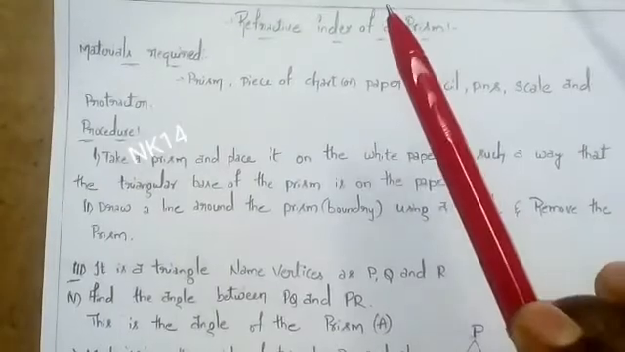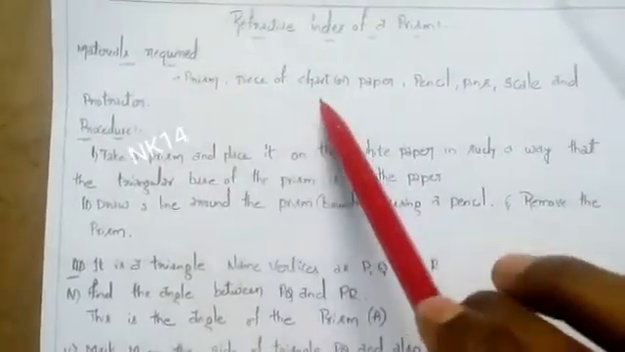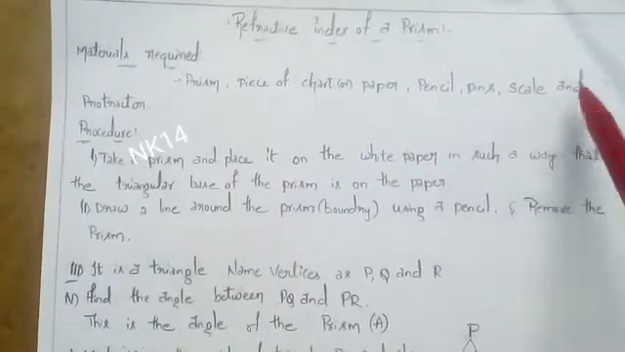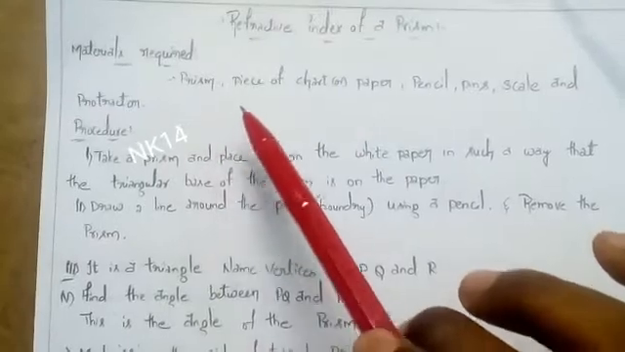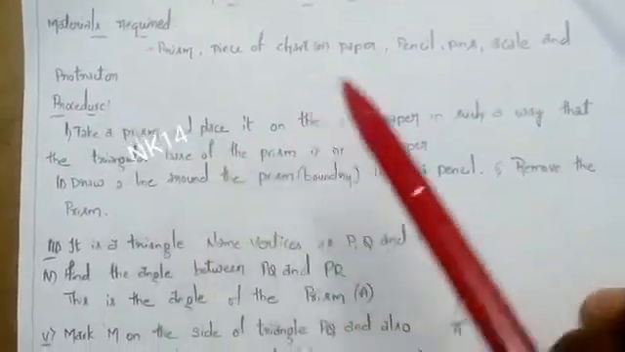To find the refractive index of prism, we require materials like a prism, a piece of chart paper, pencil, pins, scale and protractor. Let's check what the use of all these materials is. I will explain in the procedure.